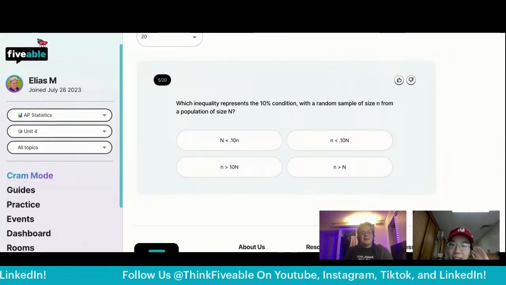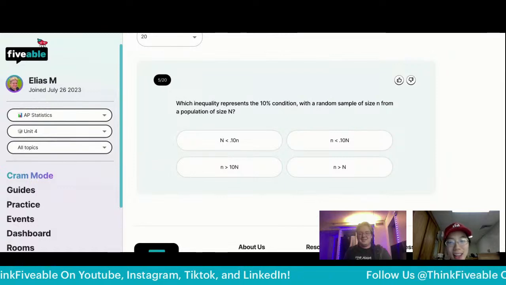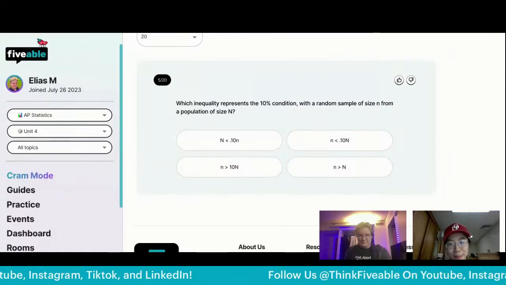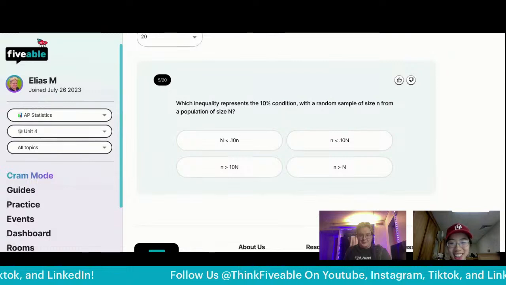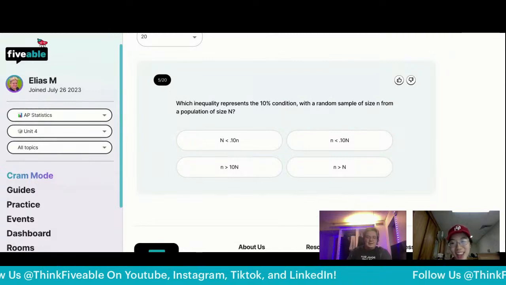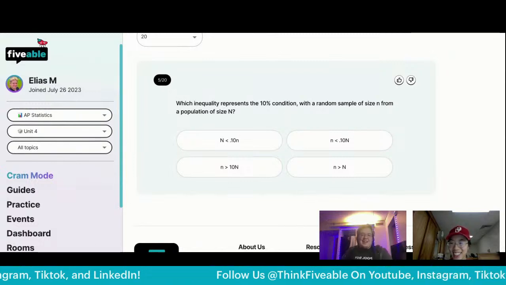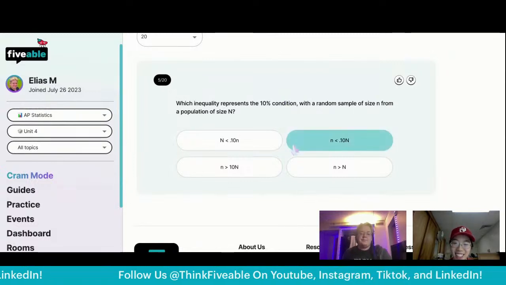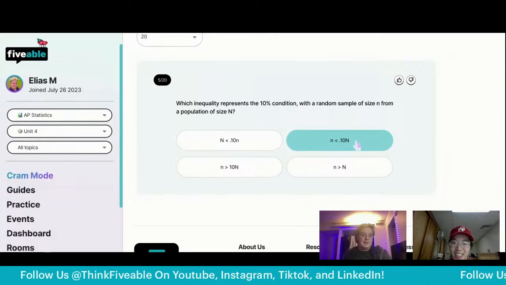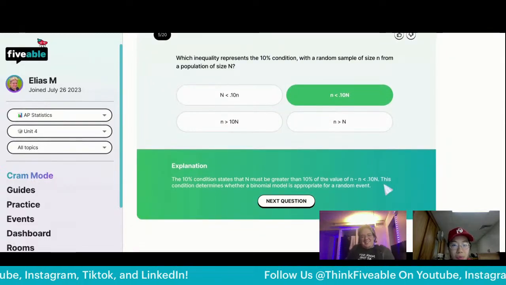And you have to see here also that the population definitely has to be bigger than the sample size. So capital N should be on the bigger side of the inequality. Yes, because you can't sample more people than exist. Correct. So that would mean this one.